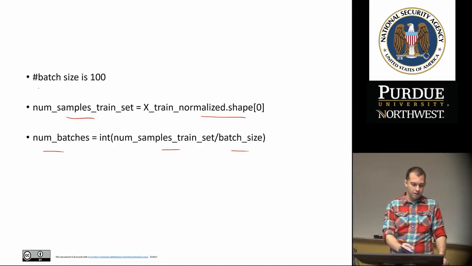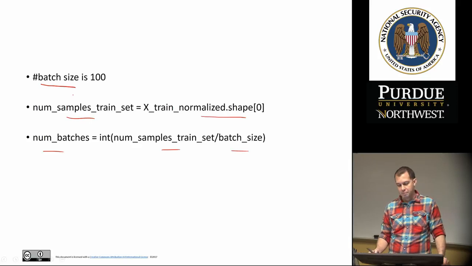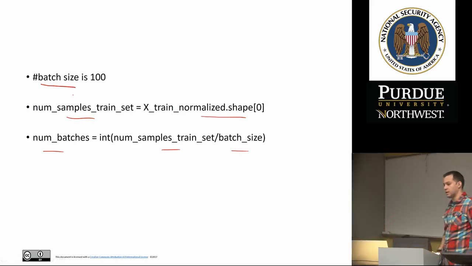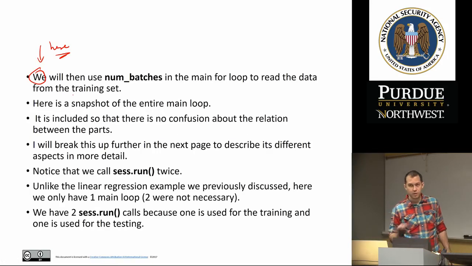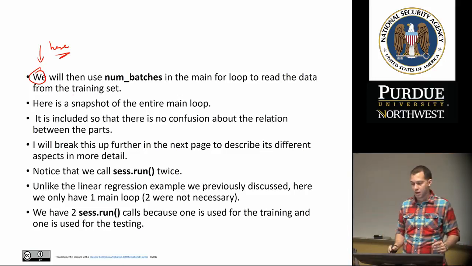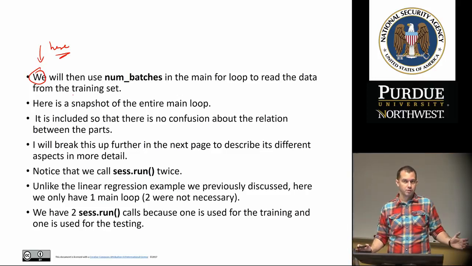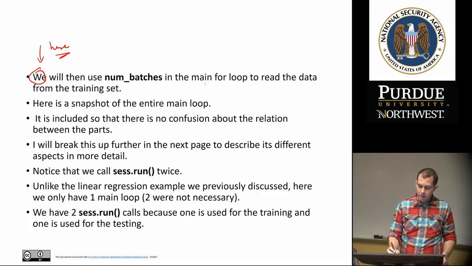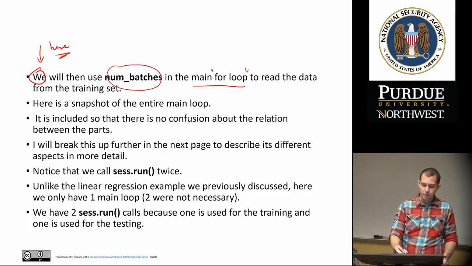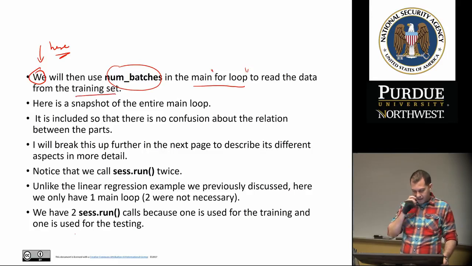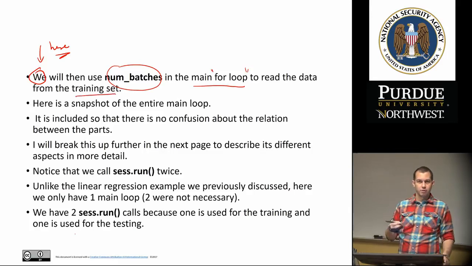Now that we have calculated the batch metrics and we are ready to read the data in batches, remember that we read data in batches so that we don't overwhelm memory. TensorFlow is built for this. So we will use the numBatches variable in the main for loop. Right? So in the main for loop, we will use numBatches here to read the data from the training set. So I will provide an example of how we do that.